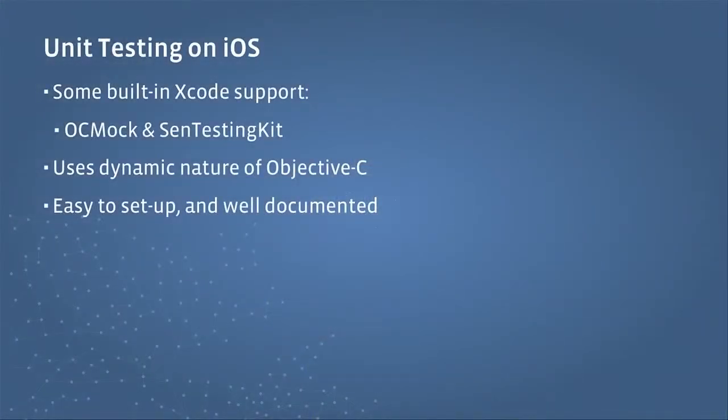So unit testing on iOS is actually pretty easy. If you haven't played with it, it's just a checkbox in Xcode when you create a new project. It uses OCMock and SenTestingKit. It's well documented, and I encourage you to go check it out. It uses the dynamic nature of Objective-C to help you insert mock objects that pretend to be the inputs and outputs of your classes.